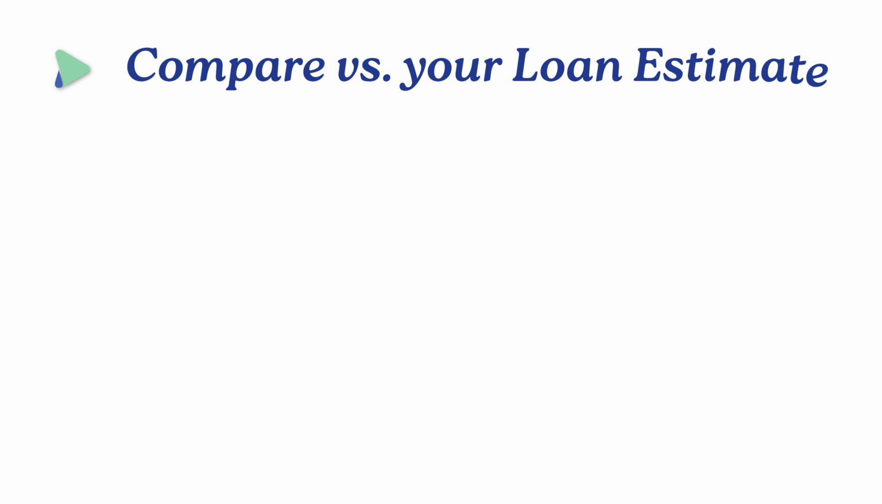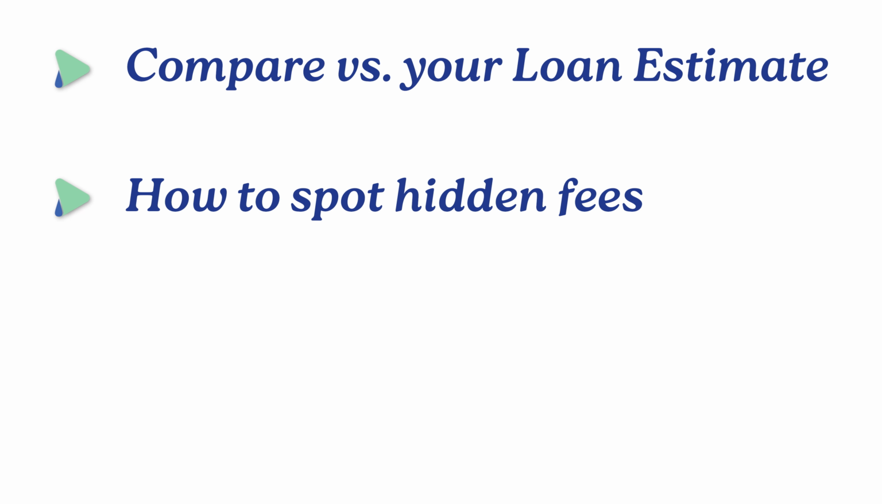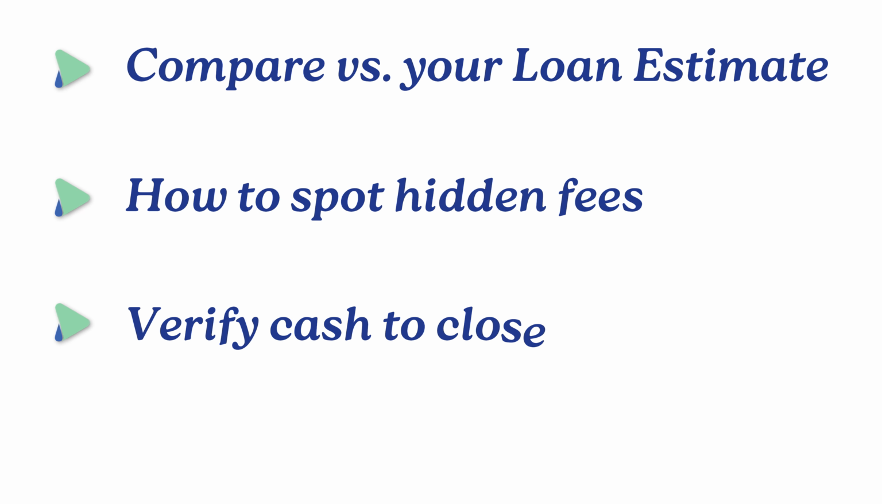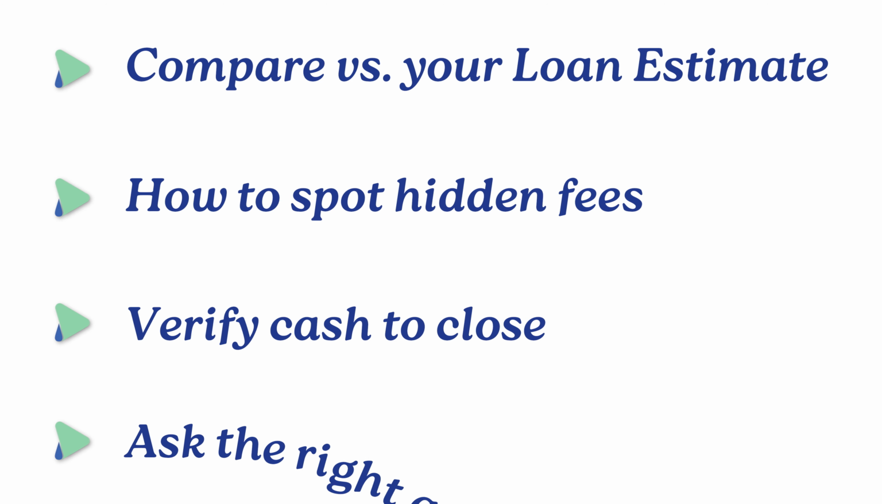So what you'll learn: number one, how to compare your loan estimate to the closing disclosure. Number two, how to spot hidden fees. Number three, verify cash to close. Number four, ask the right questions. By the end of this video, you're going to know exactly how to compare your closing disclosure against your original loan estimate, spot any surprises, confirm your cash to close, and ask targeted questions if something doesn't look right.